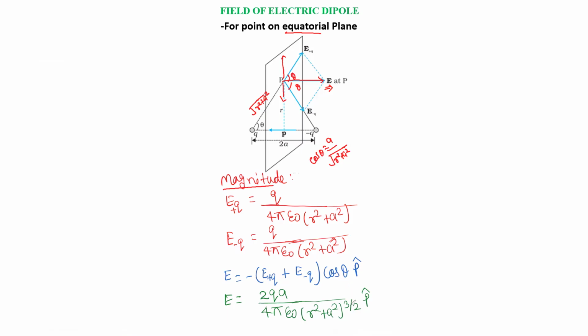So finally E equals 2qa by 4 pi epsilon naught, r square plus a square to the power exponent 3 by 2, and this p is the unit vector.